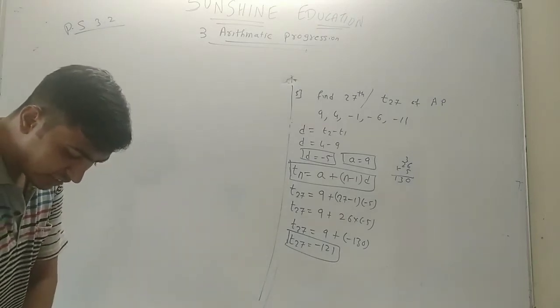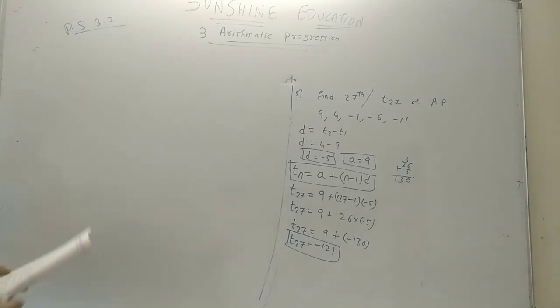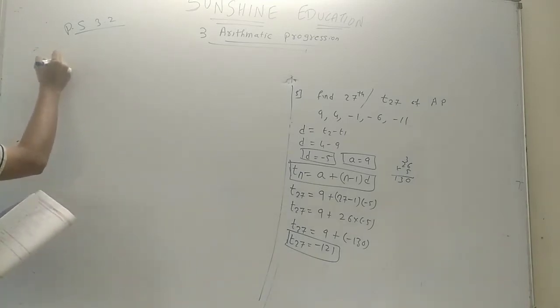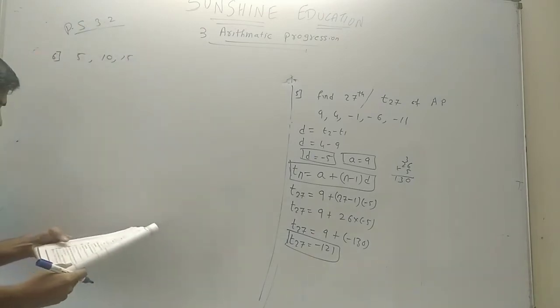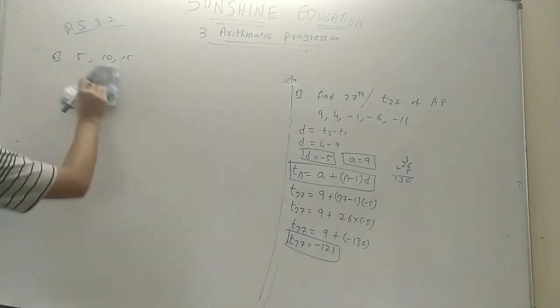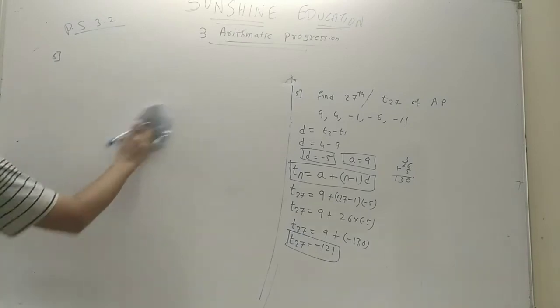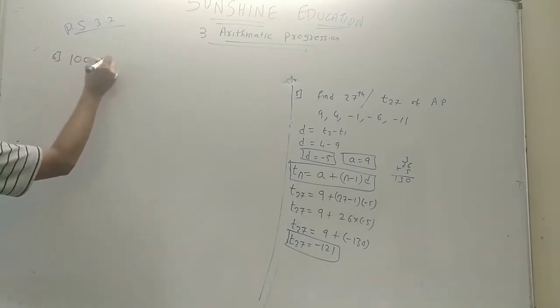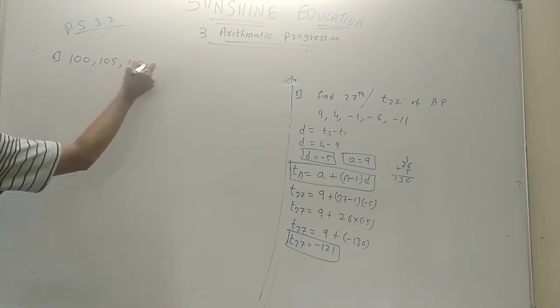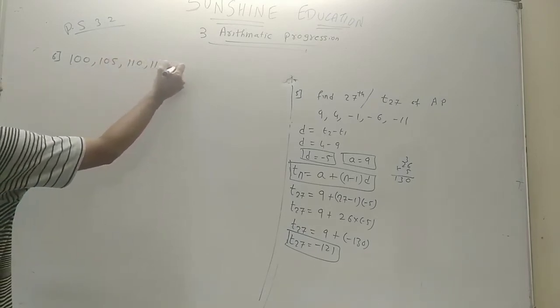How many 3-digit natural numbers are divisible by 5? So first of all, the numbers which are divisible by 5 are 5, 10, 15. But the problem is they have asked only to write 3-digit numbers. So 3-digit numbers start from 100, 105, 110, 115 and so on.